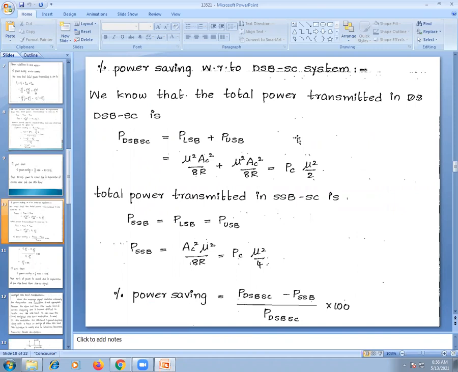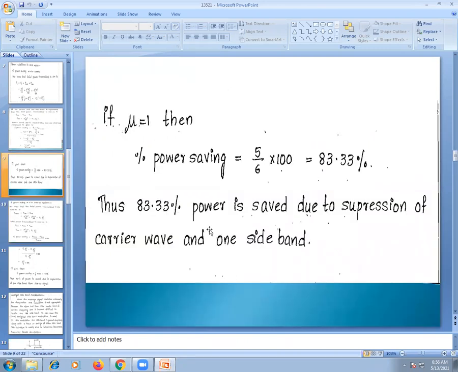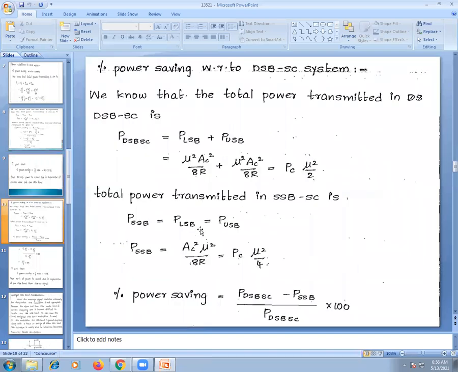Now the percentage of power saving with respect to the DSB-SC system. The previous one is with respect to the DSB-FC system, the AM system, where the carrier is there. In DSB-SC, the carrier is suppressed. Now with respect to DSB-SC, how much power is saved? That is the percentage of power saving of SSB.